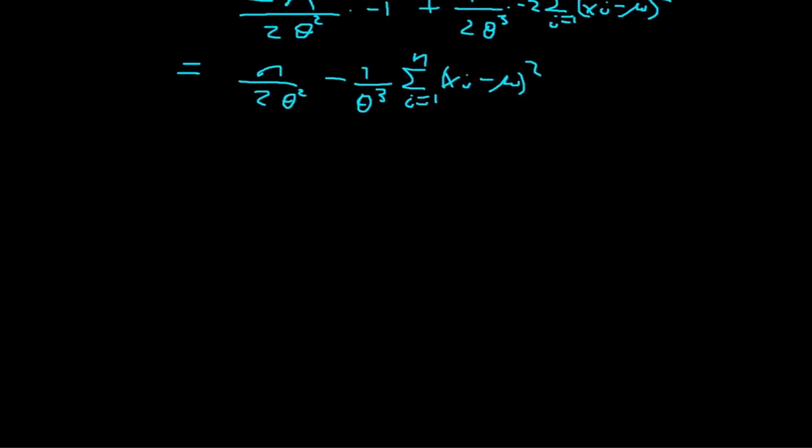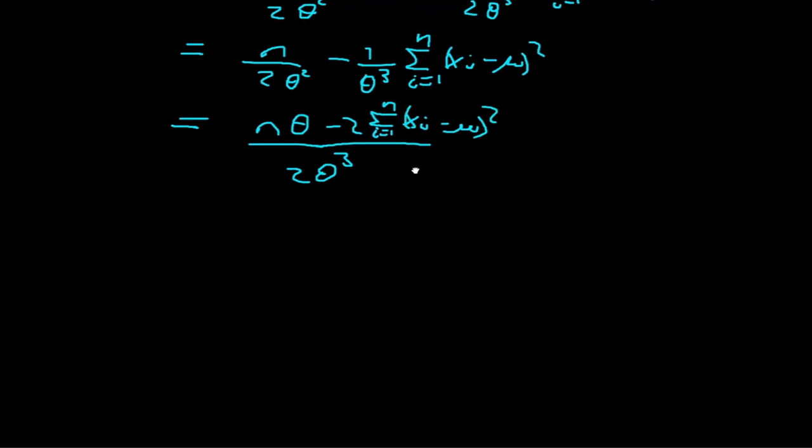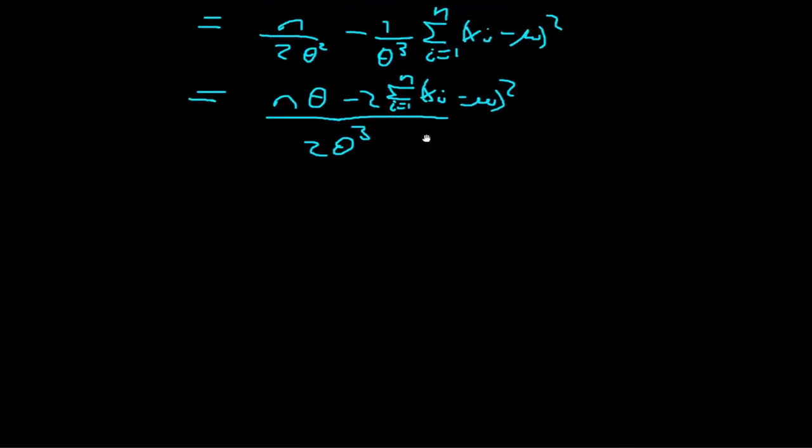And now we will simplify this further by multiplying this bracket with theta, and then on the other side we will need to do times 2, so minus 2 times the sum from i equals 1 till n of (xi minus mu) squared. Sorry guys if I make these little mistakes, it's just a lot of calculations.